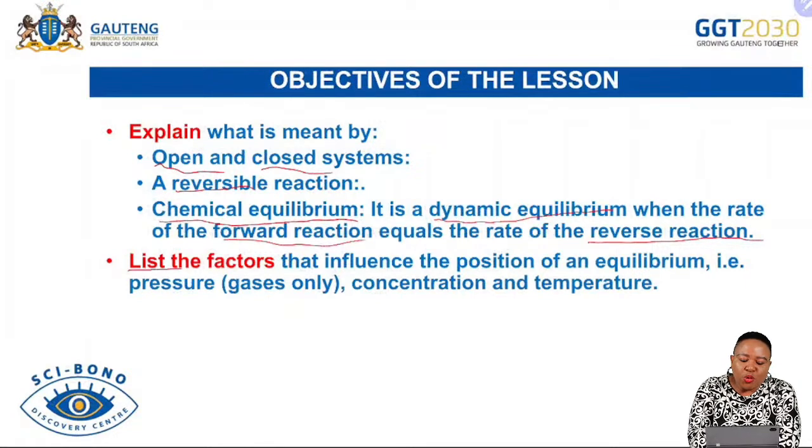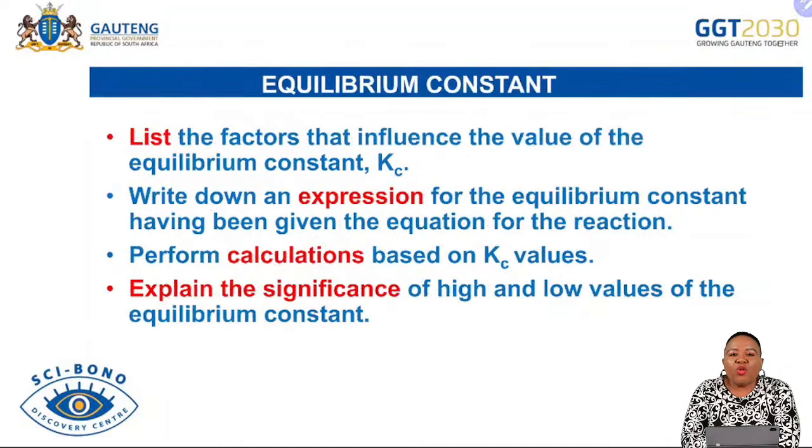We are also going to look at the factors that influence the position of the chemical equilibrium, which are pressure for only gases, concentration, and temperature. As we are looking at our lesson objectives, we are also going to list factors that influence the value of the equilibrium constant, Kc.